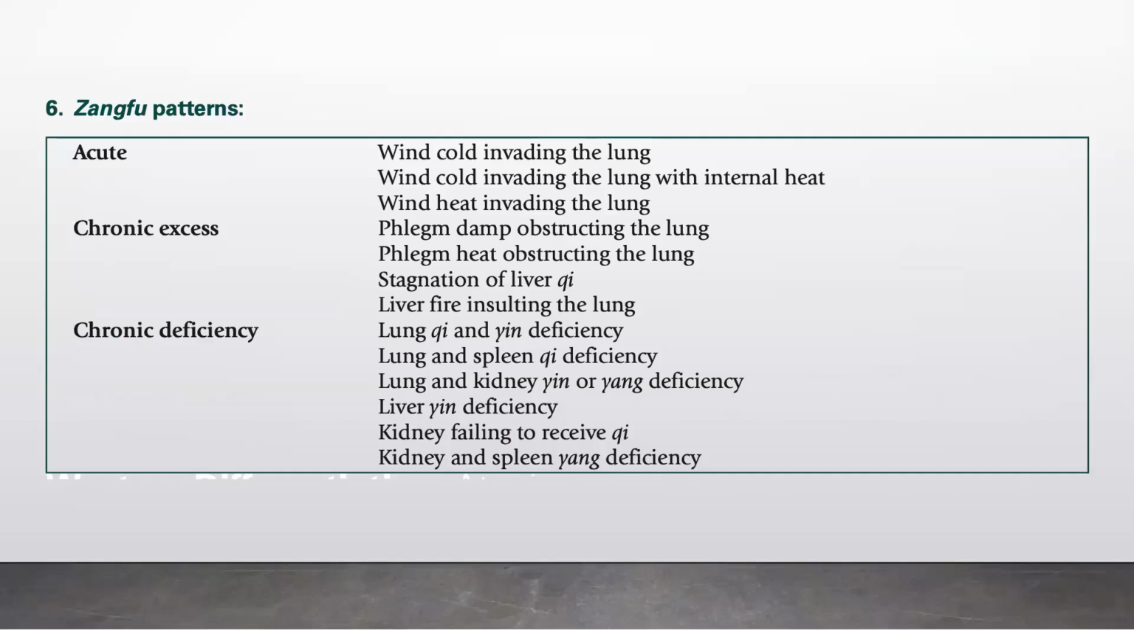The Zang-fu patterns. For acute, we have wind cold invading the lung, wind cold invading the lung with internal heat, wind heat invading the lung. Chronic excess, phlegm damp obstructing the lung, phlegm heat obstructing the lung, stagnation of liver qi, liver fire insulting the lung. Chronic deficiency, lung qi and yin deficiency, lung and spleen qi deficiency, lung and kidney yin or yang deficiency, liver yin deficiency, kidney failing to receive qi, and kidney and spleen yang deficiency.